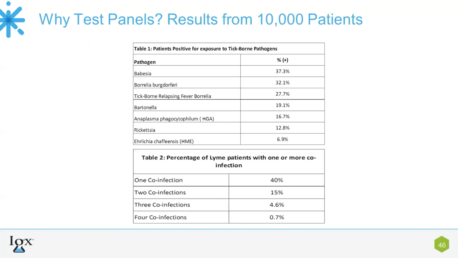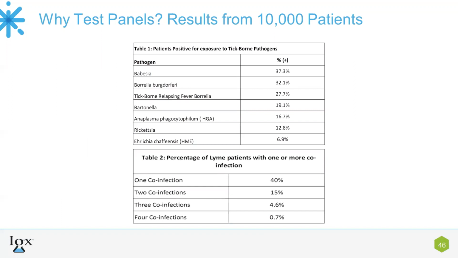I'll go back to the slide I showed you before. These are 10,000 patients referred for tick-borne diseases. Look what's there. More than a third had Babesia. About a third each had Borrelia burgdorferi and relapsing fever Borrelia. You put them together, it's 50-60%. Almost 20% had Bartonella, Anaplasma, 16.7%, Rickettsia.